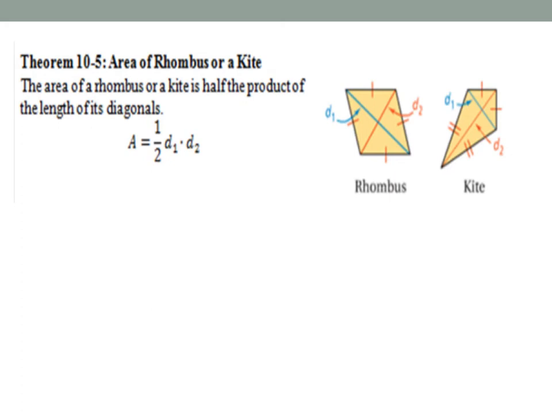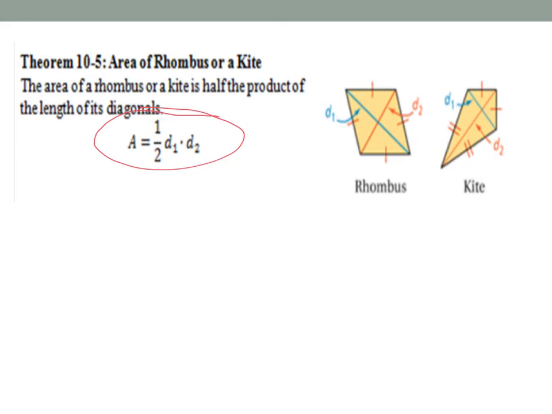Now we're dealing with rhombuses and kites. So in this formula, as you can see, there's D's instead of B's there. D's are going to be your diagonals. When we're talking about any formula, whatever letter is used, it usually is the first letter of the word that is part of the picture. In this case, D1, D2 are the two diagonals that we have in our kite. So it's always going to be 1/2 times D1 times D2.